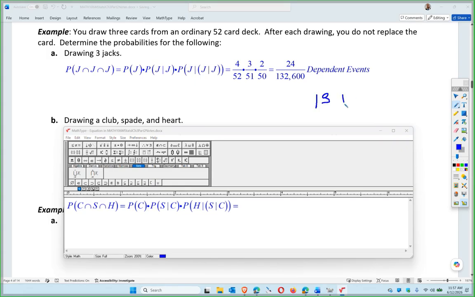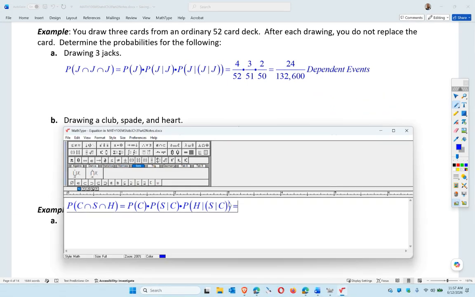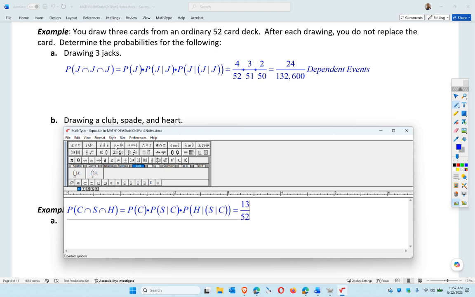It's 13, 13, 13, 13, correct? 13 clubs, spades, hearts, and diamonds, right? So the probability of pulling a club is 13 out of 52. And then if I'm going to pull a spade, I still have 13 spades left because I pulled a club the first time. But there's 51 cards left, so there are fewer cards. So the probability of getting that spade is actually higher because there are fewer cards to pull from.